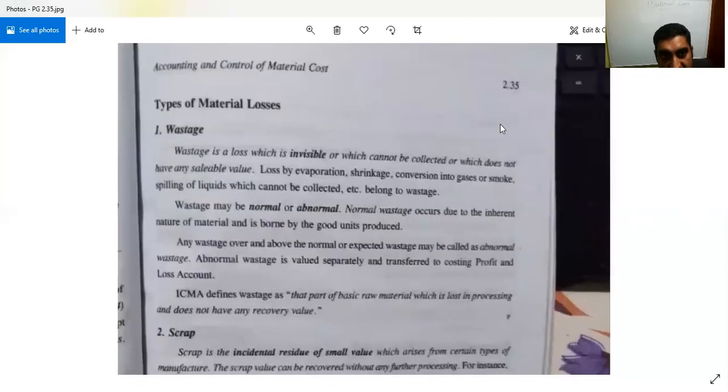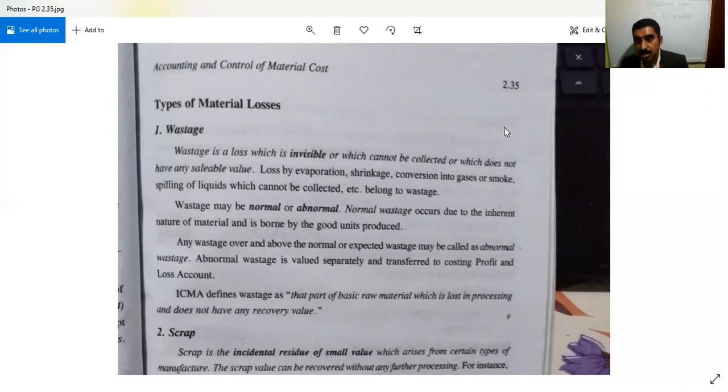So types of material losses: the wastage. Wastage is a loss. Number one, wastage. What is wastage? Okay, wastage is a loss which is invisible or which cannot be collected or which does not have any saleable value. No saleable value for such items. So it cannot be collected also, it is invisible in nature. We can't see that one.